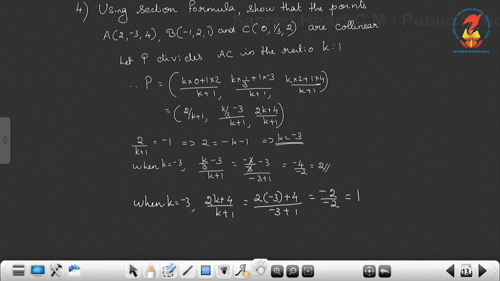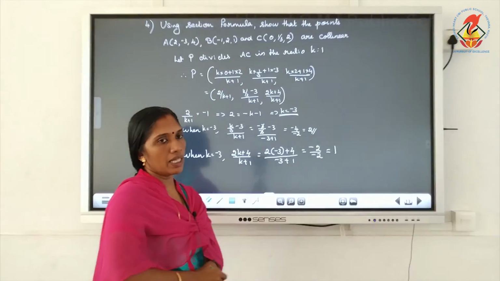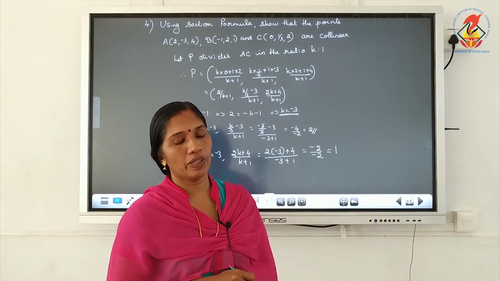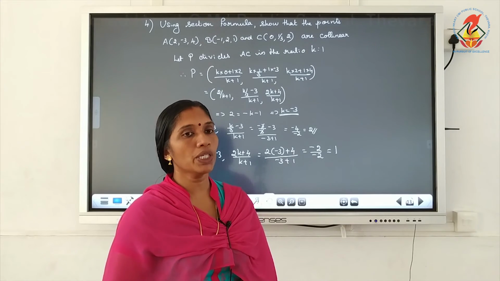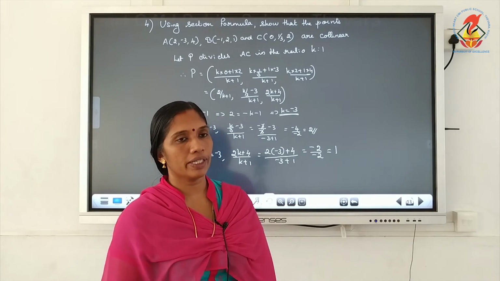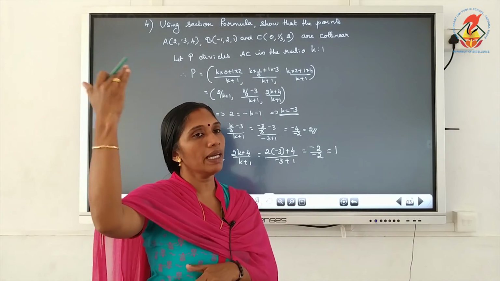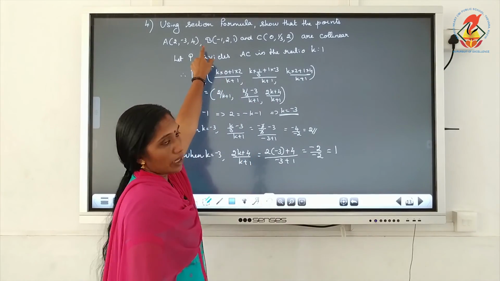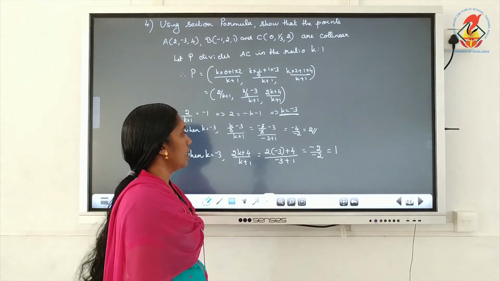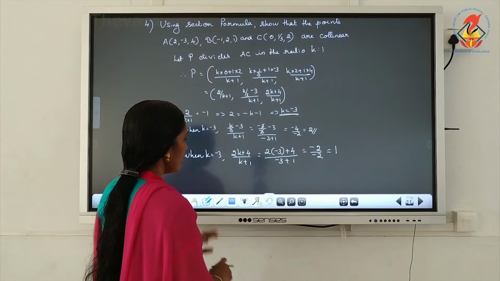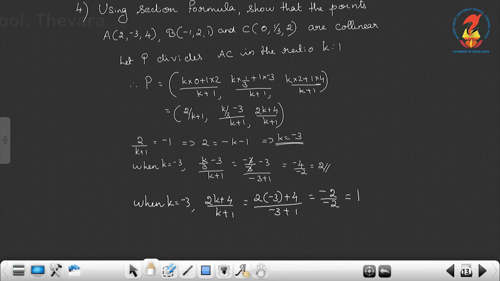Yes. Okay. So first you have to equate any one coordinate. From that you will get the value of k. Substitute the k value in the other two coordinates and you have to compare with the other point B. Okay. So we can conclude that therefore P and the point B coincides. They are same. P is not any other point, it is same as B.